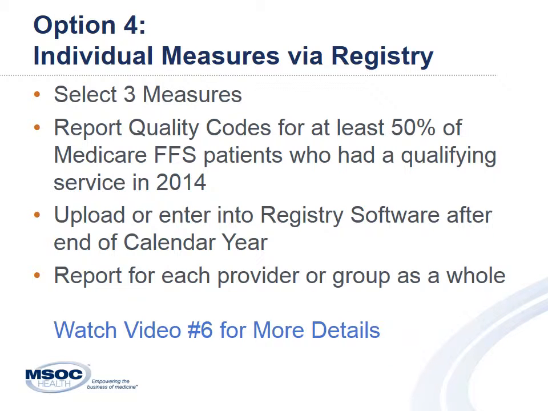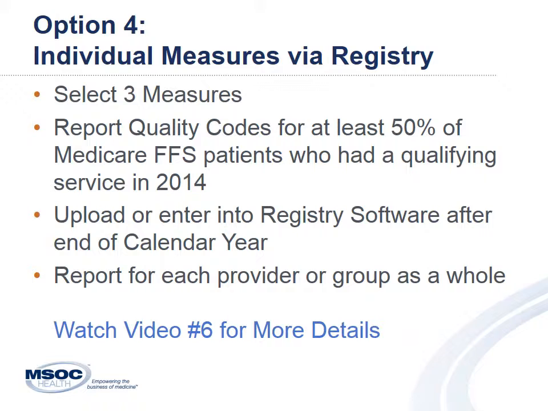The final choice is to report on individual measures via a registry program. You'll need to purchase a registry program, which usually runs $300 to $500 per provider. You'll prepare and submit your data after the end of the calendar year using an upload tool or web interface to manually enter the data. The registry will then submit the data to CMS on your behalf.